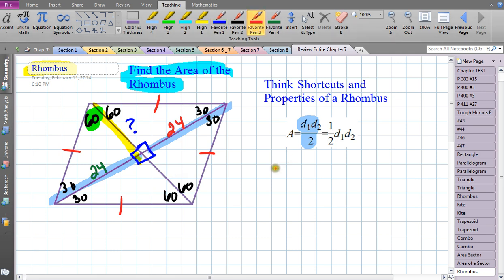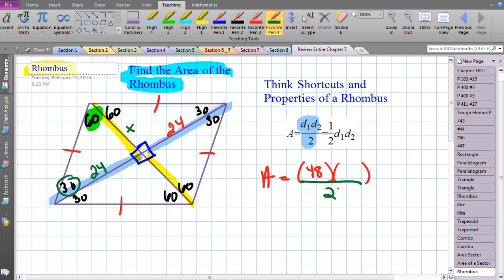So using this formula, we have diagonal 1 or diagonal 2. It really doesn't matter which diagonal goes first or last. One of them is going to be 24 times 2, which is 48. And the difficulty of this problem is finding this little mysterious side in here, which is opposite the 30-degree angle. Once we know that, we can double that to find the entire diagonal, divide by 2, and then we're going to have the area of this rhombus.